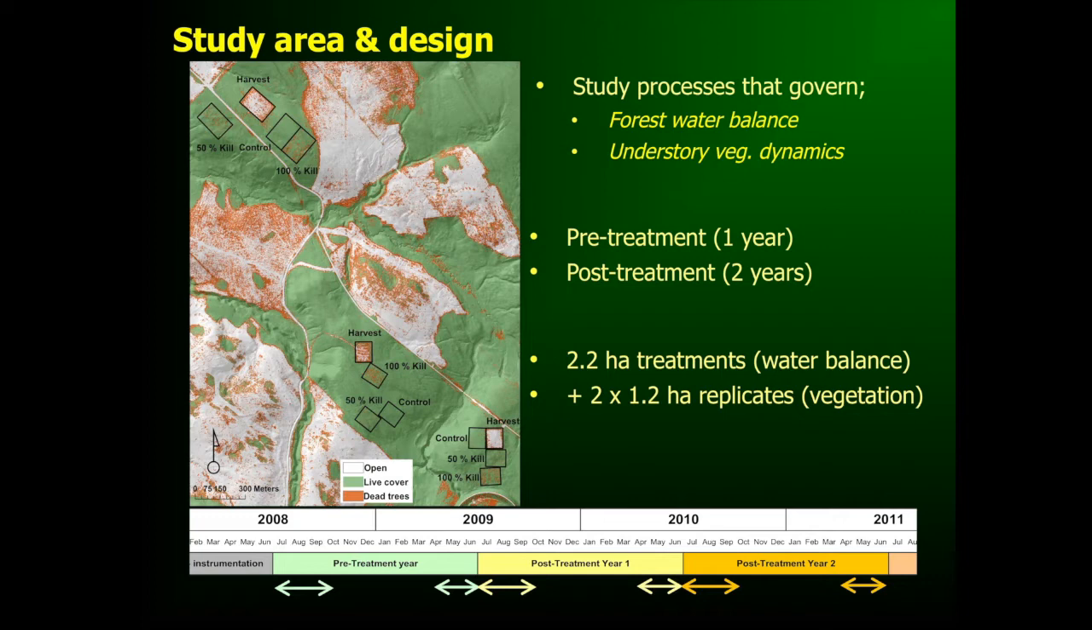So all of those four treatments applied to over 2 hectare plots or stands, if you will, up in this region, and then replicated down in this region here and this region here. So we've got both replicated and then before-after control treatment design structures to look at this.